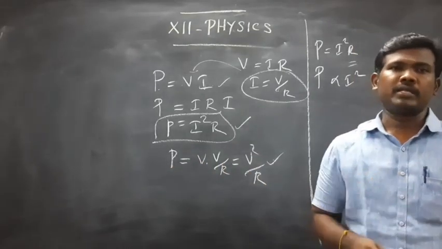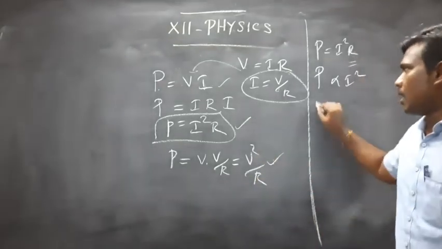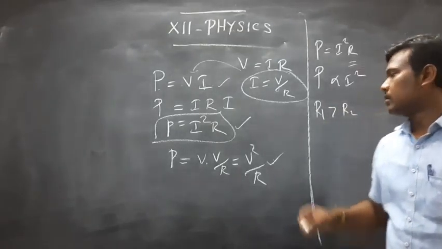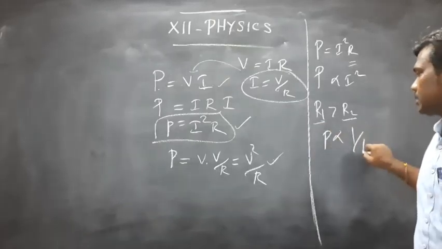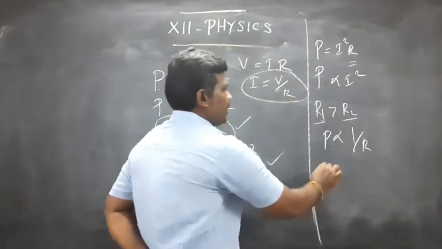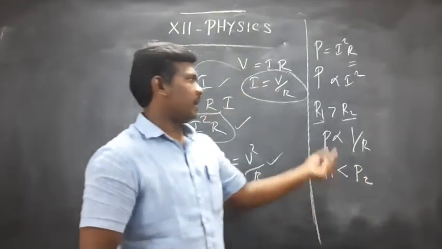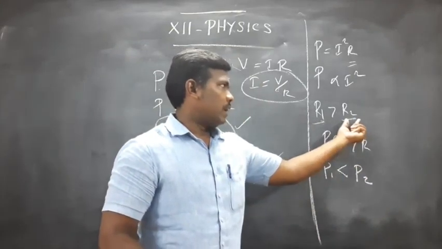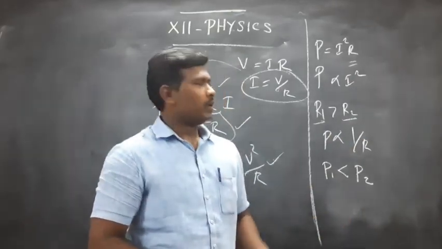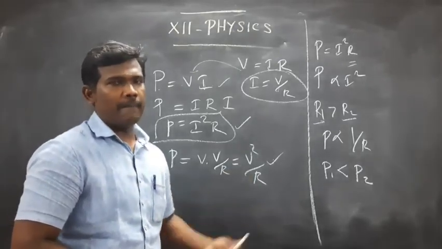If you consider two resistors, one having higher resistance and another having lower resistance, meaning R1 is greater than R2, and you calculate the power, power and resistance are inversely proportional. So if R1 is greater than R2, then P1 is less than P2, where P1 is the power in resistor 1 and P2 is the power in resistor 2. That is the comparison between power and current, potential difference, and resistance.